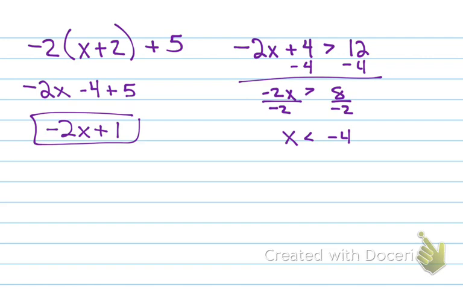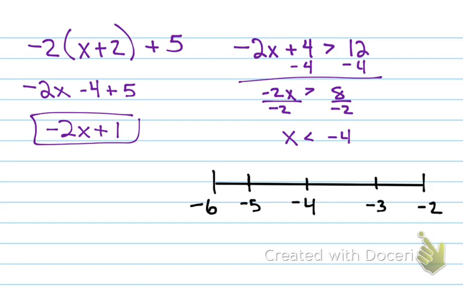x is less than negative 4. Okay, go ahead and graph your solution now on a number line. Okay, on my number line, I've got negative 4 in the middle. What two numbers to the left? The farther I get from 0, negative 5, negative 6, and then to the right, negative 3, negative 2. Open or closed dot? Open. Arrow going left or right? To the left, because I read my variable first. X is less than negative 4.